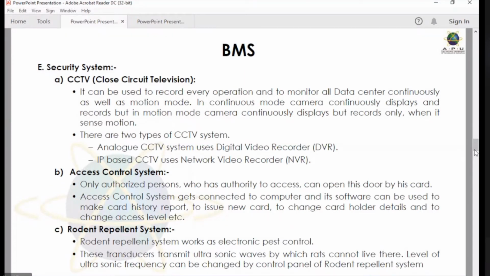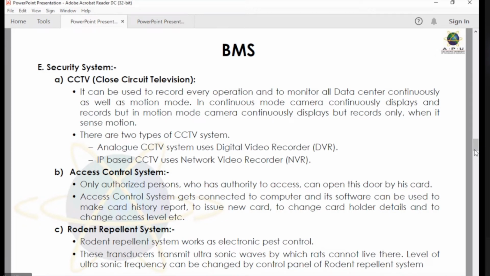Access control system: only authorized persons who have authority to access can open this door by his or her card. Okay, access control system gets connected to computer and software and can be used to make card history report, to issue new card, to change card holder details, and to change access level, etc. So if you have this access control connected to the system, okay, then it can also renew. You can have the history of access and everything.